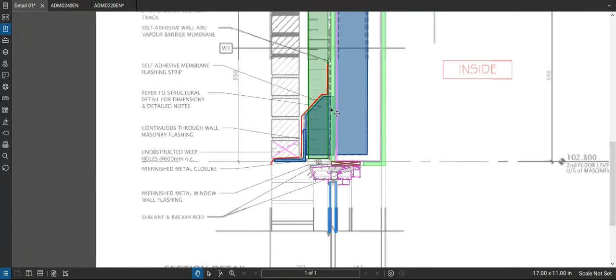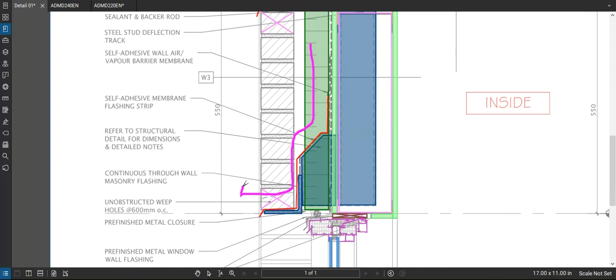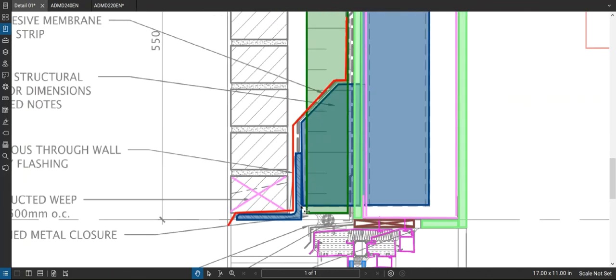Any moisture that's behind the brick, we're going to get it out of the system right here through the weep holes rather than let it get down to the window head where there's a weak spot, basically. So that's what the red line represents there. It'd be some through wall flashing.